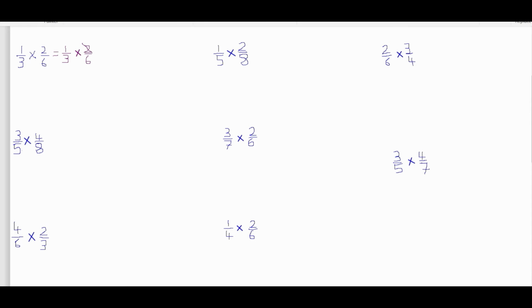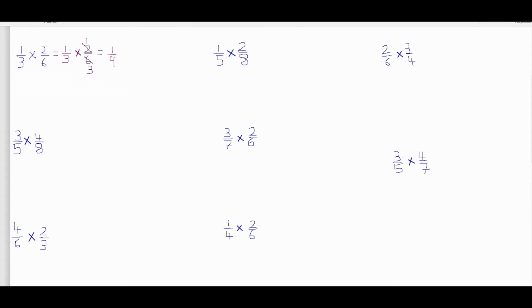So for this first one we noticed that the denominator 6 can be divided into the numerator 2. Next we do 2 divided into itself and that equals 1. And 6 divided by 2 equals 3. We now do cross multiplication. So 1 times 1 equals 1, and for the denominators, we do 3 times 3 and that equals 9. So we got an answer of 1 over 9.